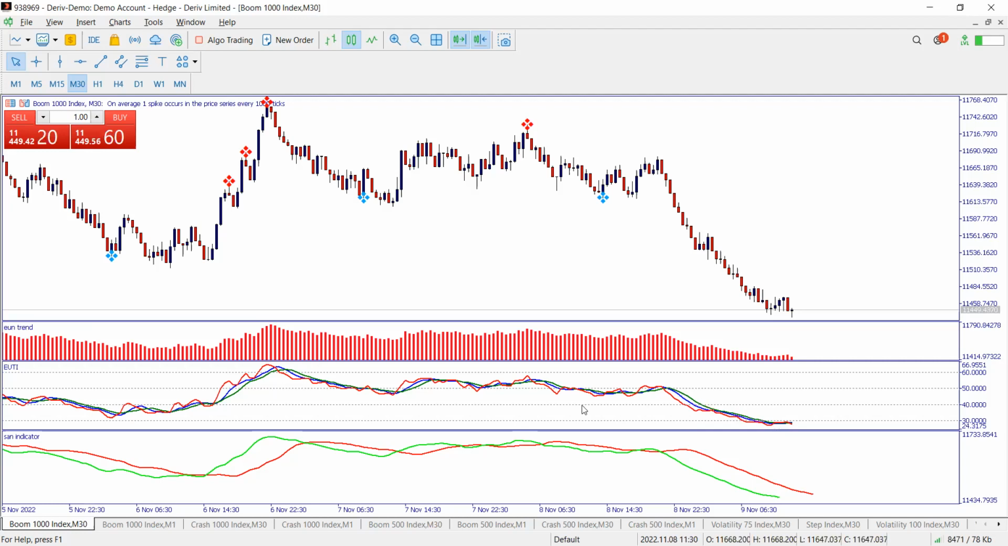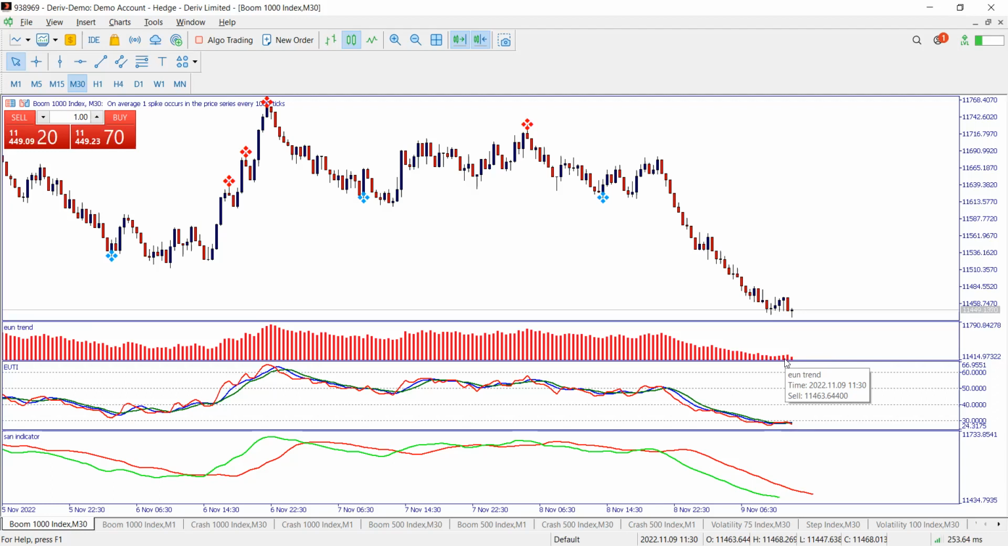Even though when you check the indicators you can see that they are already saying we are about to buy, our trend is not yet in buy. But if you check our trend, you can see that the bar, the momentum of selling, is now too small. So usually, maybe tomorrow, we expect Boom to be buying.